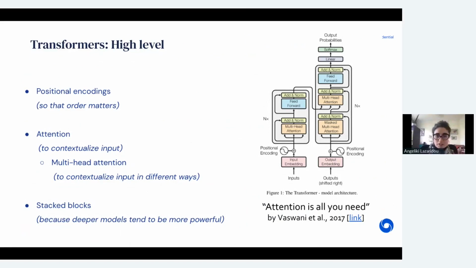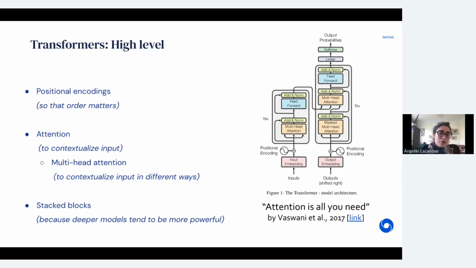If you remember from the beginning of the talk, modeling the order of words is one of the desirable properties that we would want to have from this F function. The next main idea that transformers brought is attention, which, as we mentioned before, is to contextualize the input that we get. We don't have just one attention, but multi-head attention, which allows us to contextualize the input in different ways.